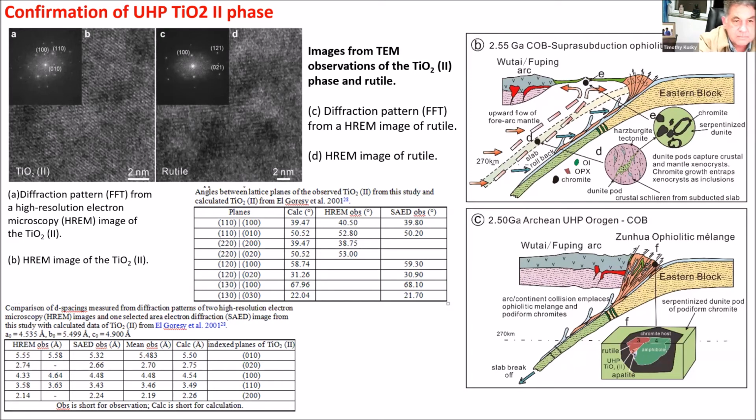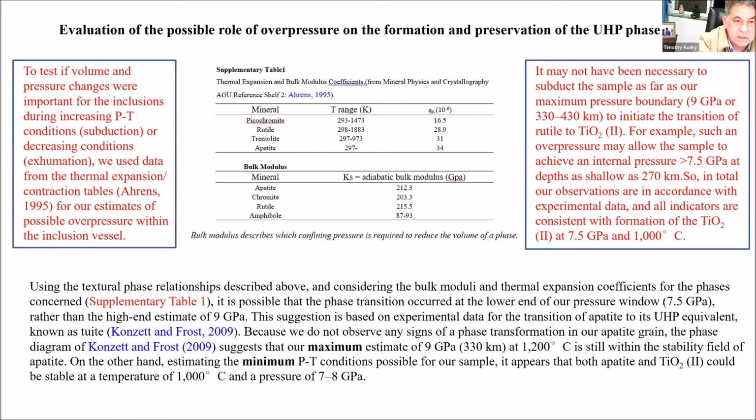But we have to be really careful about possible overpressure, because these are inclusions within chromite, and it's a multi-phase inclusion, and the phases have different coefficients of thermal expansion. So when it's coming down, the amphibole is expanding, and the apatite is doing this, and the chromite is doing this. So we picked the lower one. Instead of 9 gigapascals, we picked the lower one to say, conservatively, we're at least at 270 kilometers, or 7.5 gigapascals, I should say more accurately.